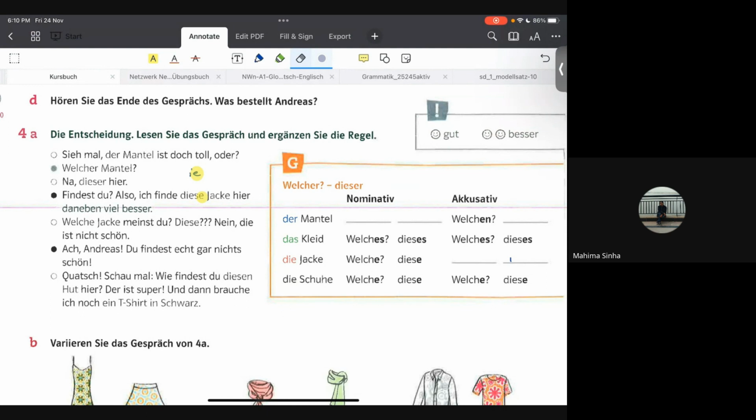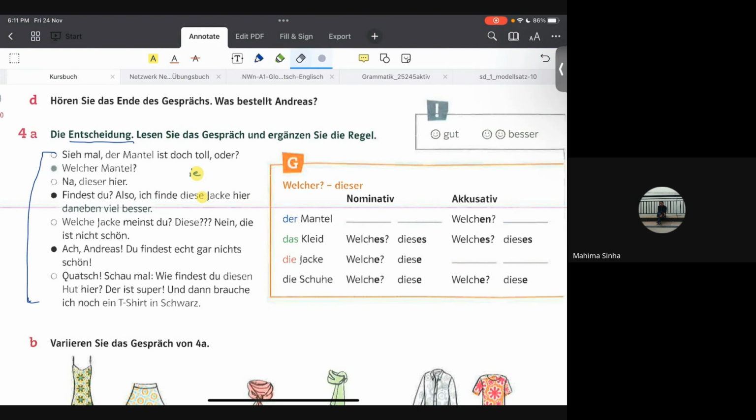Regal meaning? The decision, read the conversation and complete the rule. Regal is rules. Okay. So guys, Entscheidung means decision. Lesen Sie das Gespräch und ergänzen Sie die Regel. You need to read this conversation and complete this rule. Okay, guys, please do it.